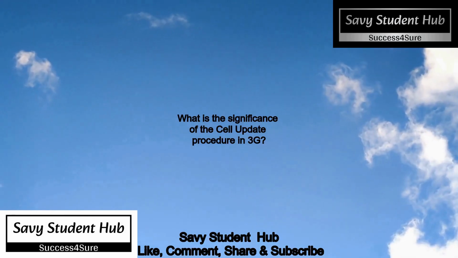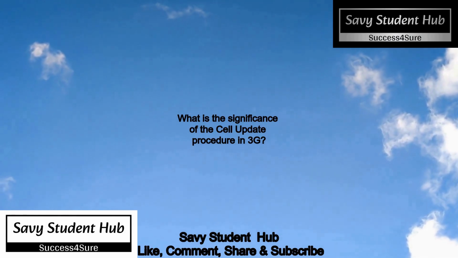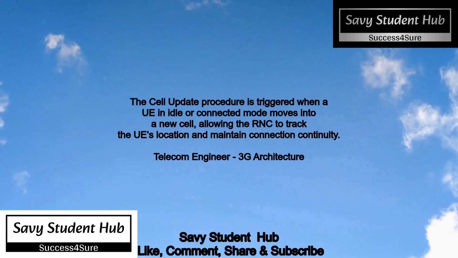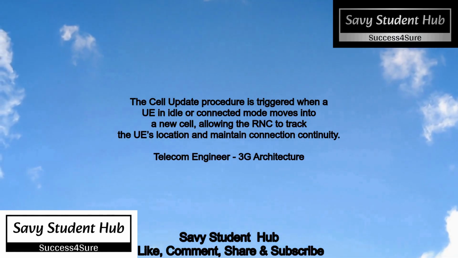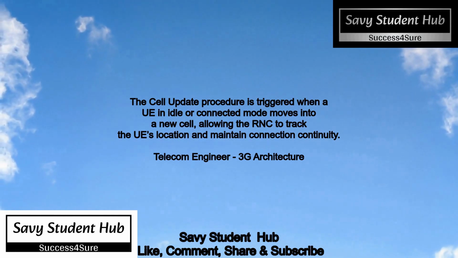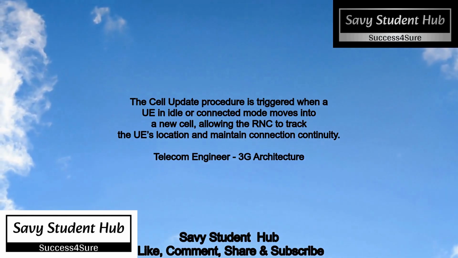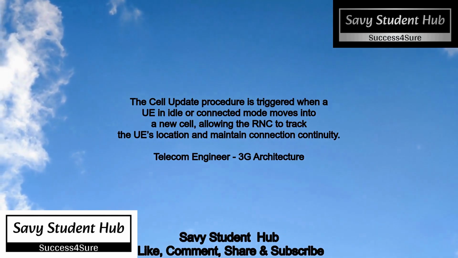What is the significance of the cell update procedure in 3G? The cell update procedure is triggered when a UE in idle or connected mode moves into a new cell, allowing the RNC to track the UE's location and maintain connection continuity.